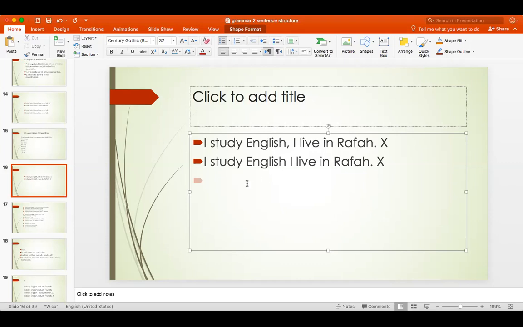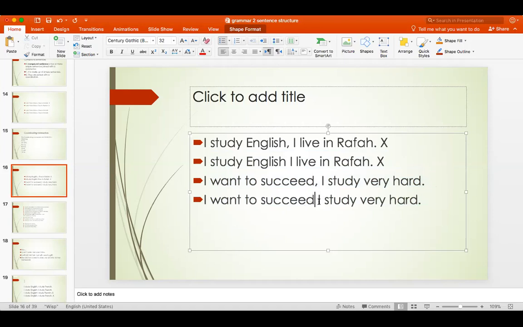Again, this sentence is wrong. I want to succeed, comma, I study very hard. Notice you don't say I study very hardly. Hardly is negative, but hard means you study a lot. If you remove the comma, still the sentence is wrong. Why? Because these are two main clauses, two simple sentences that are put together, but they're not properly connected.